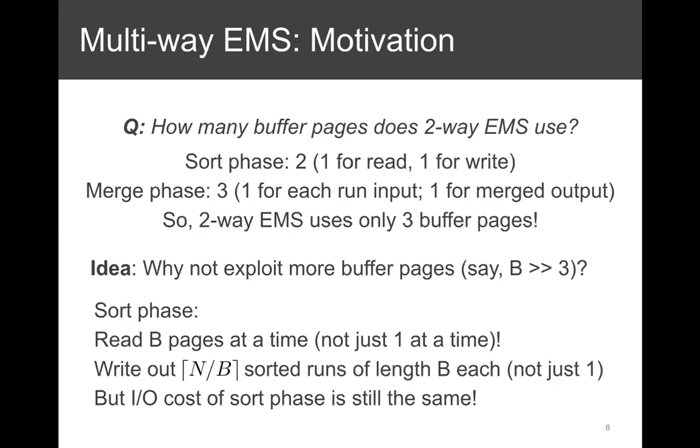Notice that the last run might be less than B pages, depending on whether N is a multiple of B or not. The I/O cost of the sort phase does not change. It's still 1 read of the whole file, 1 write of the whole file, so it's still 2N.